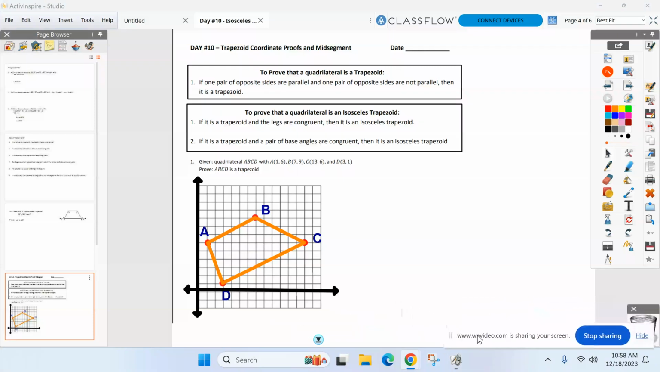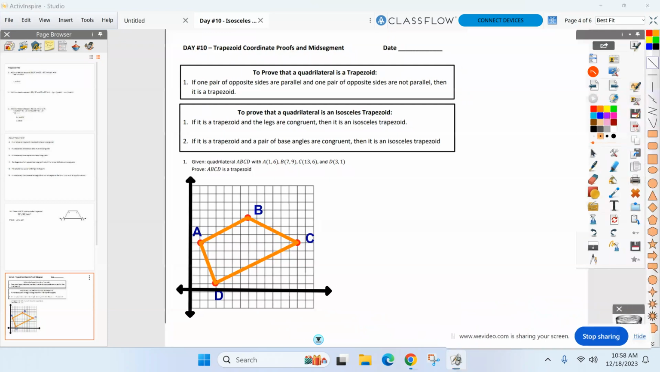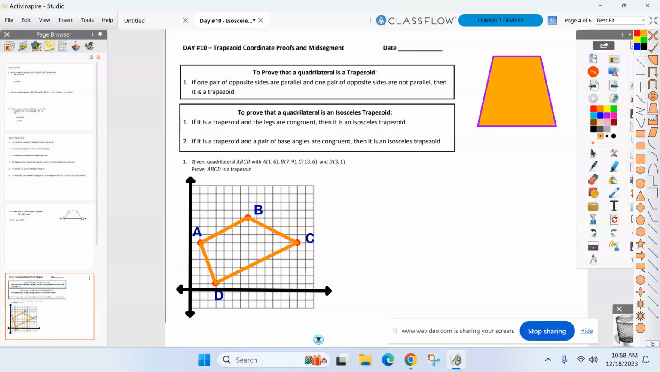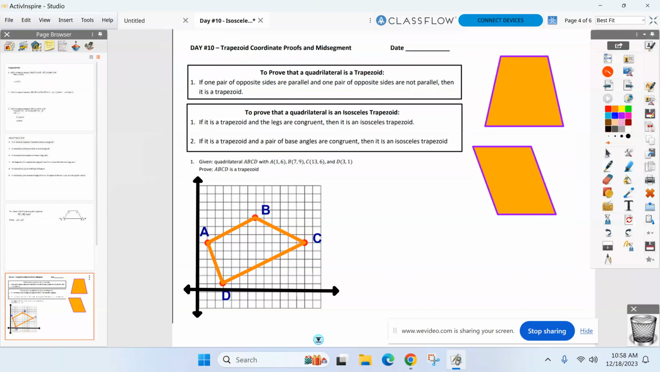Graph quadrilateral ABCD, and we'll talk about how we're going to show it's a trapezoid. Make sure you have the vertices labeled as well.